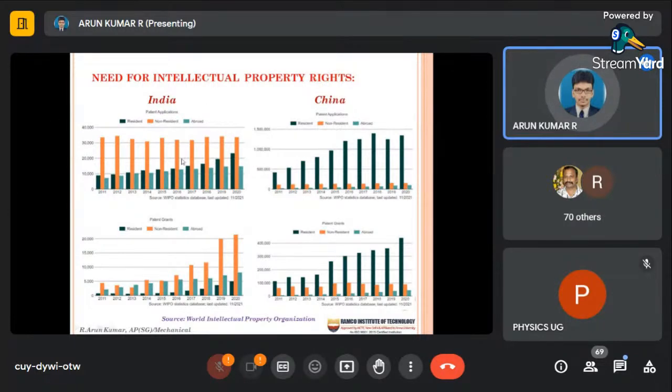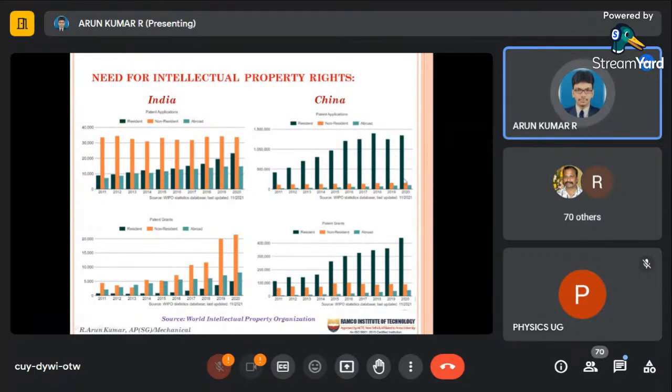That is the number of patent applications filed in India. In this first graph, you can see the orange color. What this orange color indicates is the number of patent applications filed by non-residents in India, that is, by people from other countries in India. And this dark blue indicates the number of patents filed by Indians in India, and this light blue color indicates the number of patents filed by Indians in other countries.